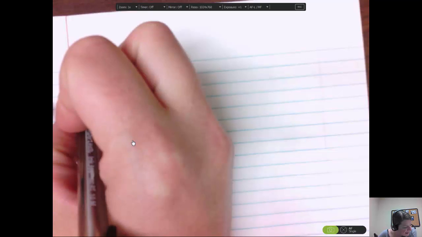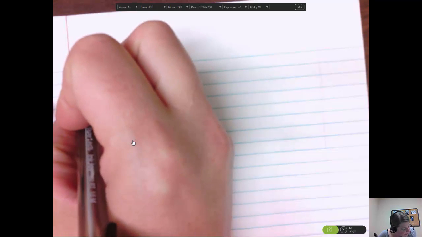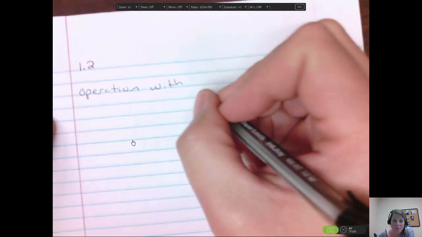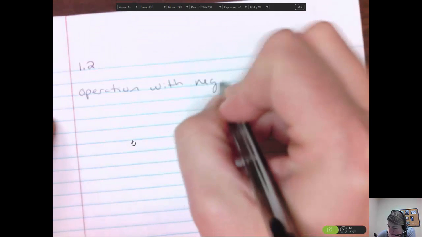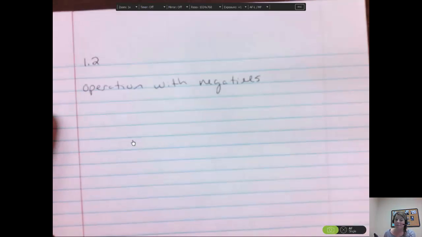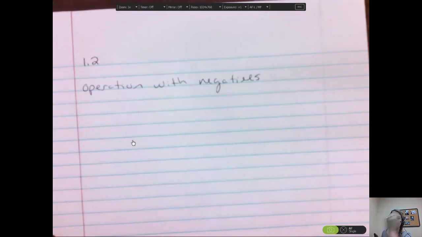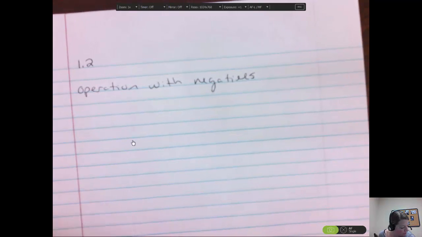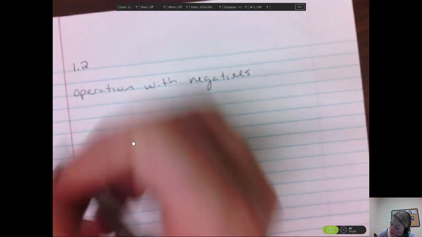So let's look at the first thing that you should really know by now, and that's adding or subtracting, or I guess any operation, with integers or negatives. So this is just a quick reminder for you of, oh my goodness, how do I add, subtract, multiply, and divide with negatives? So let's start with the rules for adding and look at those.